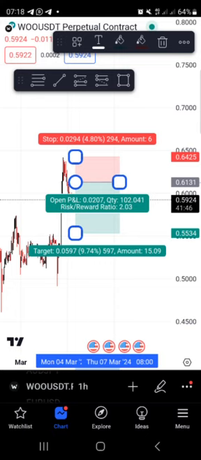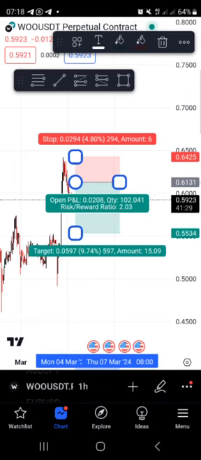Let's say on a trade I'm risking $5, meaning if the price goes to my SL, I'm going to lose $5. But because the risk reward ratio of this trade is 2.03, if the trade goes to take profit, I'm going to make about $10 because it's multiplied by 2.